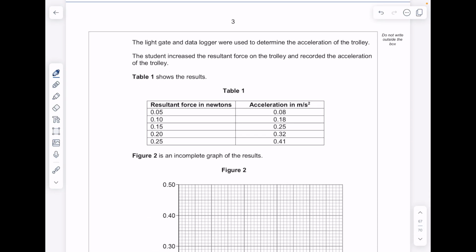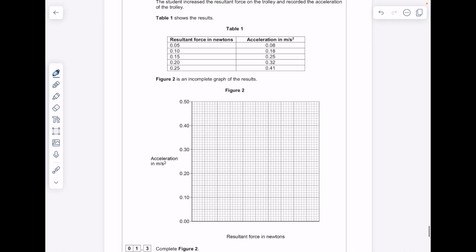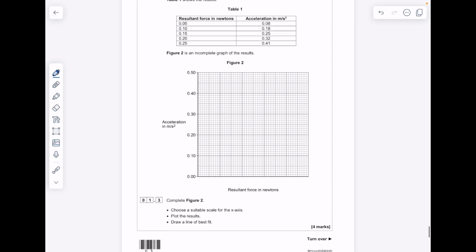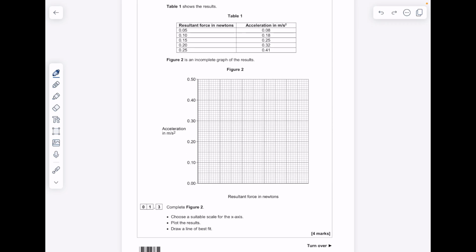The light gate and data logger were used to determine the acceleration of the trolley. The student increased the resultant force on the trolley and recorded the acceleration. Figure 2 is an incomplete graph of the results. Complete figure 2. So we want to choose a suitable scale for the x-axis. So we've already got the acceleration done.